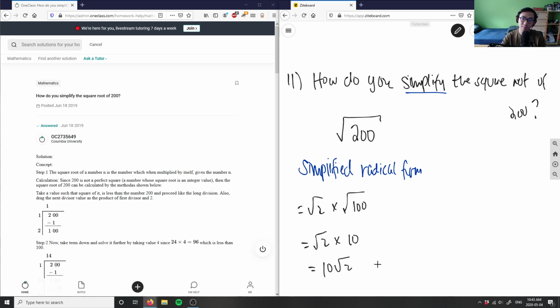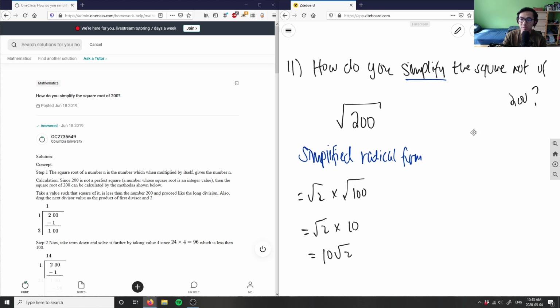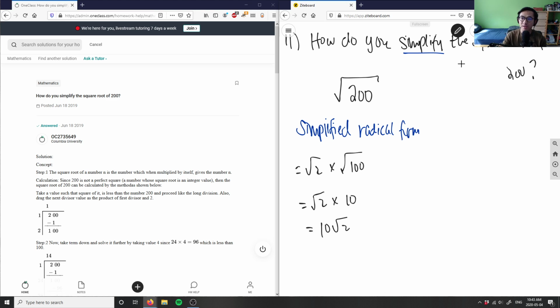And this here is going to be the simplified form of the square root of 200. If I were to find out the decimal places for this problem here, I can, again, do the method as the solution does, right? So again, I have 200 here.